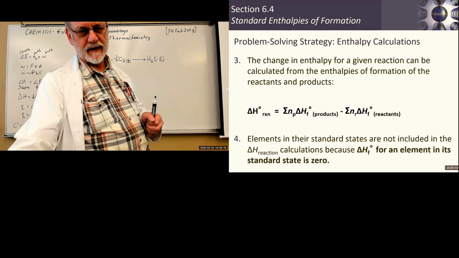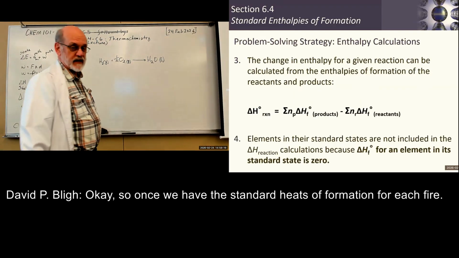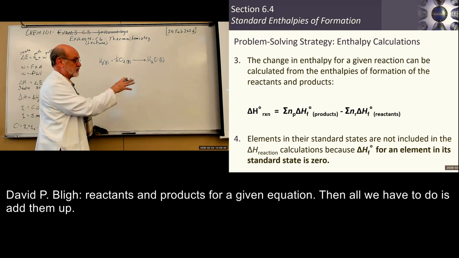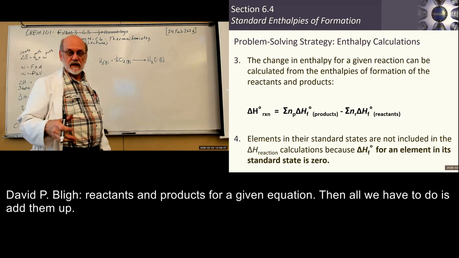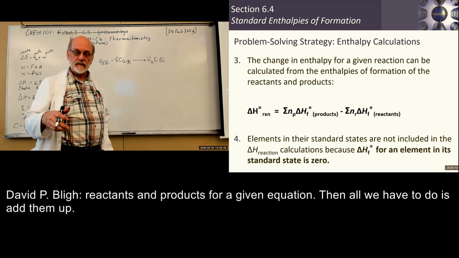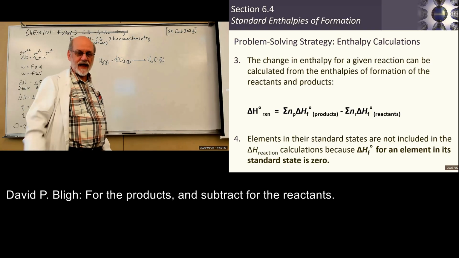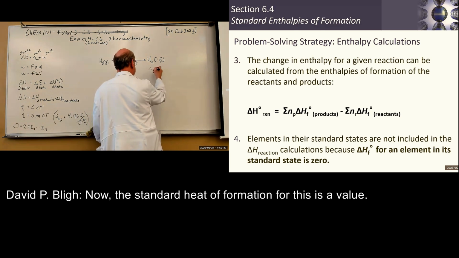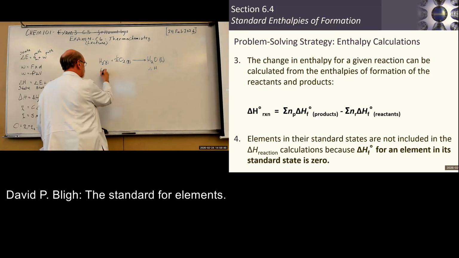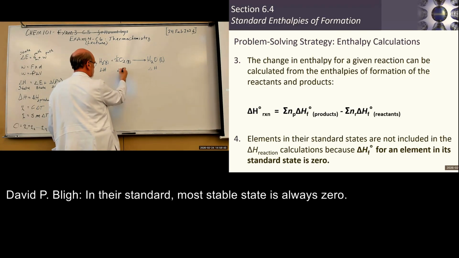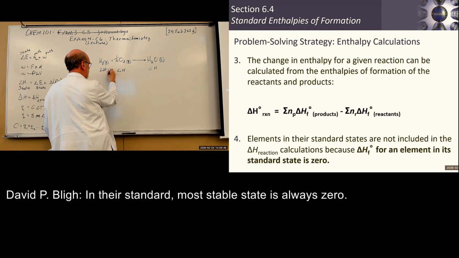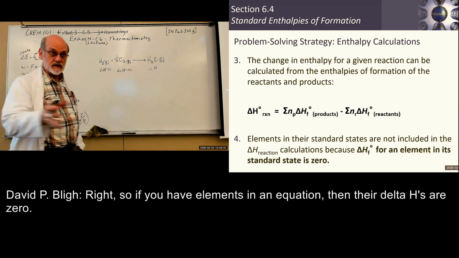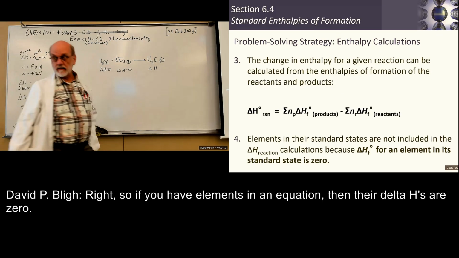Okay, so once we have the standard heats of formation for each of our reactants and products for a given equation, then all we have to do is add them up for the products and subtract for the reactants. Now, the standard heat of formation for this is a value, right? The standard for elements in their standard most stable state is always 0. Right? So if you have elements in an equation, then their delta H's are 0.